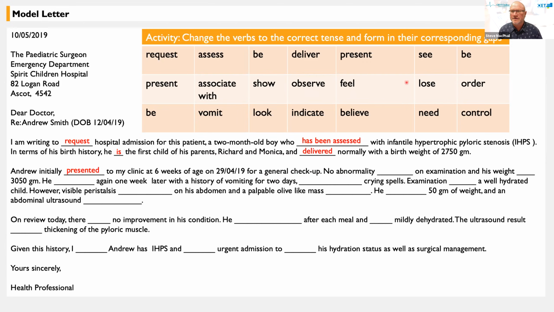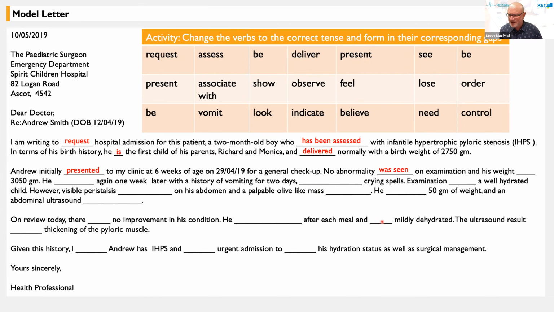No abnormality. Yes, we're up to C. No abnormality. Bridget's put "seen," but we need to use passive, everyone, because you saw it. Somebody saw it. So no abnormality was seen. Thank you, Betsy. Was seen on examination.